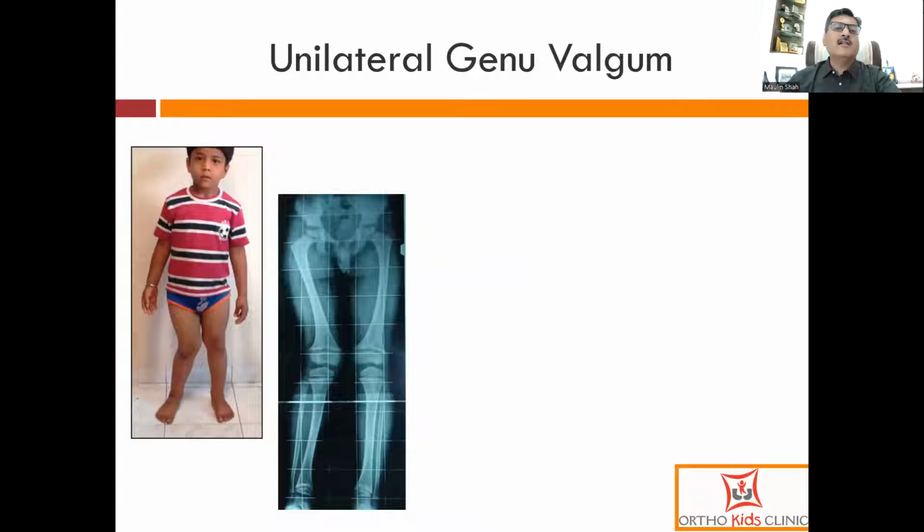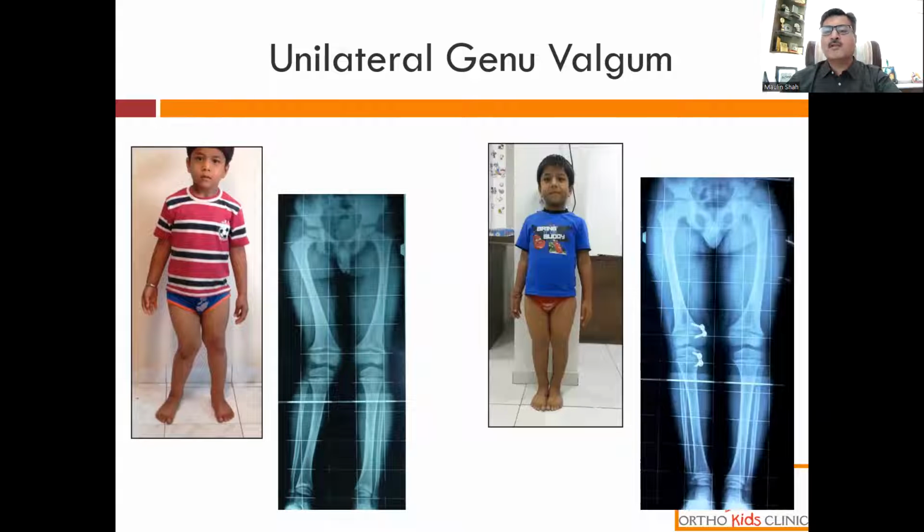One more child, genu valgum. Now here we measured that this deformity is coming both from distal femur and proximal tibia, and so we placed 8 plate on both the medial proximal tibia and distal femur, and deformity got corrected. So placing the plate is dependent on the origin of the deformity and not the age of the child.